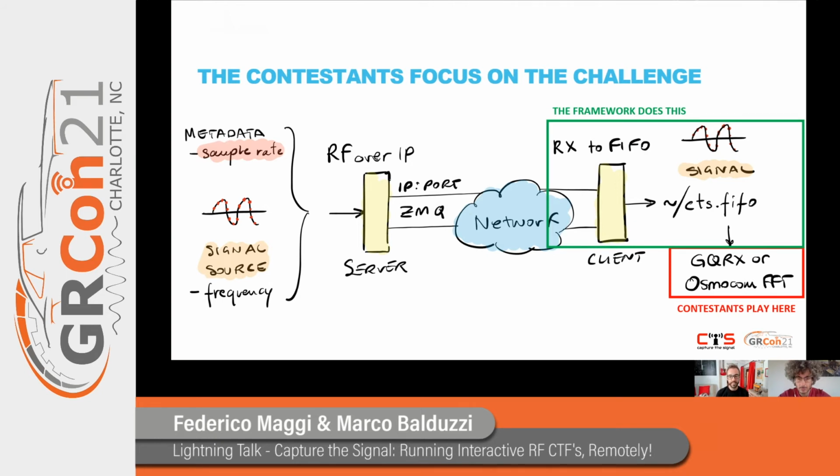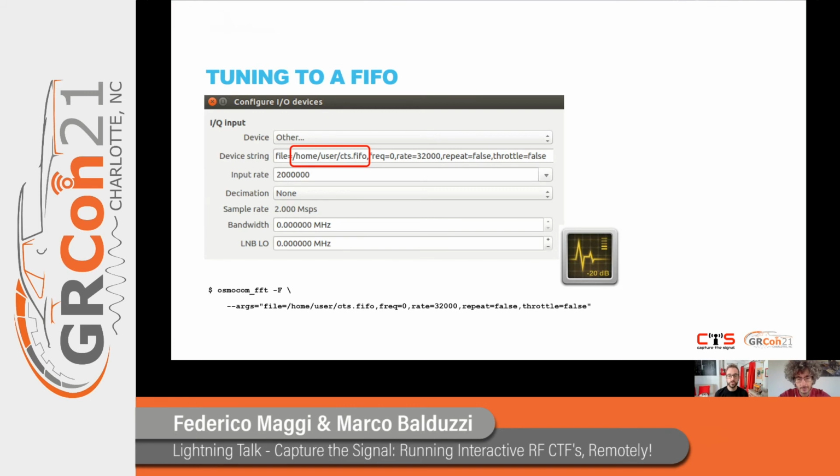Because the contestants will run a client which will connect to a ZMQ streamer essentially on whatever server you want to host this. And then what they will have is a FIFO, which they can use as a receiver of IQ samples. So the experience is to tune to a FIFO if you want, which most of the tools support out of the box. And then what they have is that the tool will inform them of the sampling rate, and then they can start receiving a signal as they would be receiving it with, for example, in this case, GQRX or Osmocon or even GNURadio, of course.